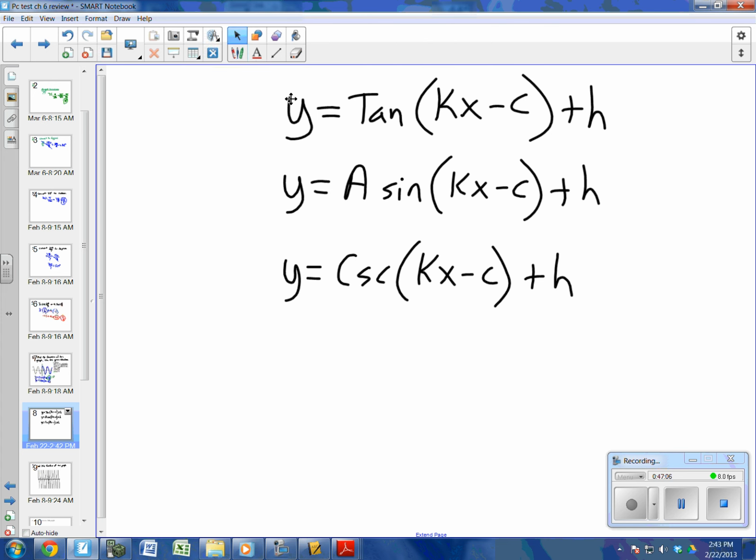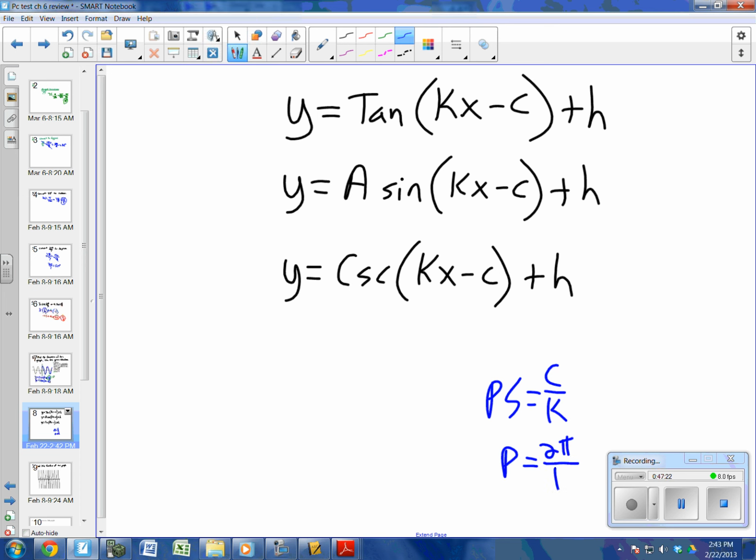What is the other formula to get from phase shift? Oh, wait. Phase shift. Oh, those formulas? Yeah. So the phase shift formula is equal to c over k. And period equals 2 pi over k for sine, cosine, cosecant, secant. For tangent and cotangent, period is equal to pi over k, okay? You got to remember that. Does that help you out? Yeah, go ahead.